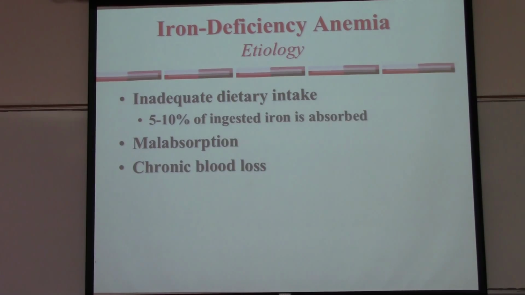So why do people get iron deficiency anemia? Well, inadequate dietary intake. An adequate diet gives you about 12 to 15 milligrams of iron, but only 5 to 10% of that is absorbed. Your body doesn't do a really good job of absorbing iron. If there's a deficiency, your gut can get a little bit more effective and bump that to 20 or 30%.